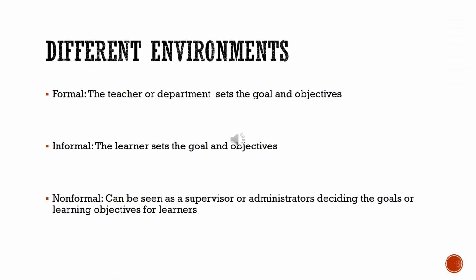Very briefly, I will discuss the different learning environments that are key within the ISD model. Formal is when the teacher or department sets the goals and objectives. We are guiding instruction, whether it's through presentation or mini lesson. Informal, the learner sets the goals and objectives. Let students make and develop sub-objectives for the main standards or learning outcomes. Non-formal can be seen as the supervisor or administrator deciding the goals or learning objectives for learners. This is not a bad idea and sometimes refreshing, as an outside person looking in can help both students and teachers be successful.